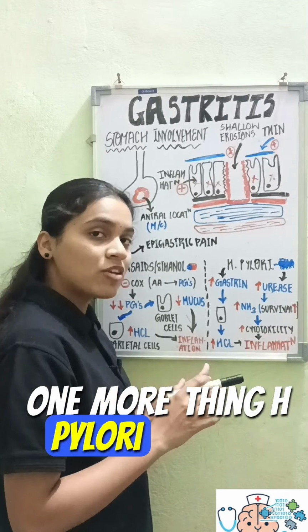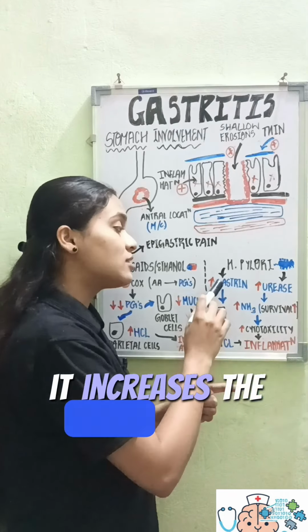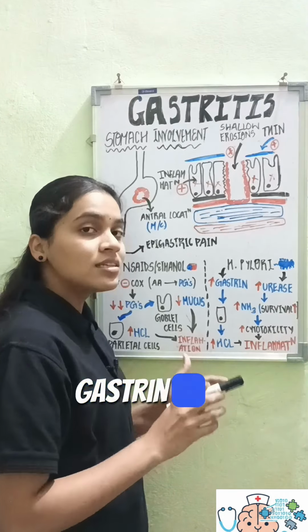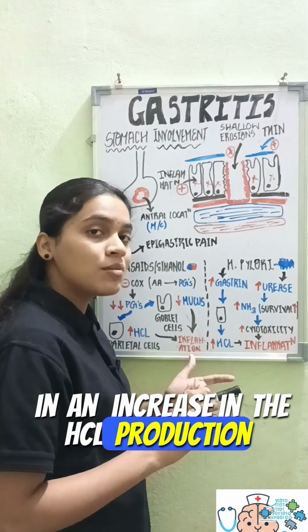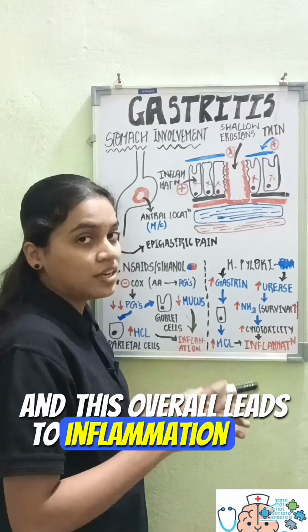One more thing H. pylori does is it increases the levels of gastrin. Gastrin is a hormone which ultimately results in an increase in HCl production, and this overall leads to an inflammation.